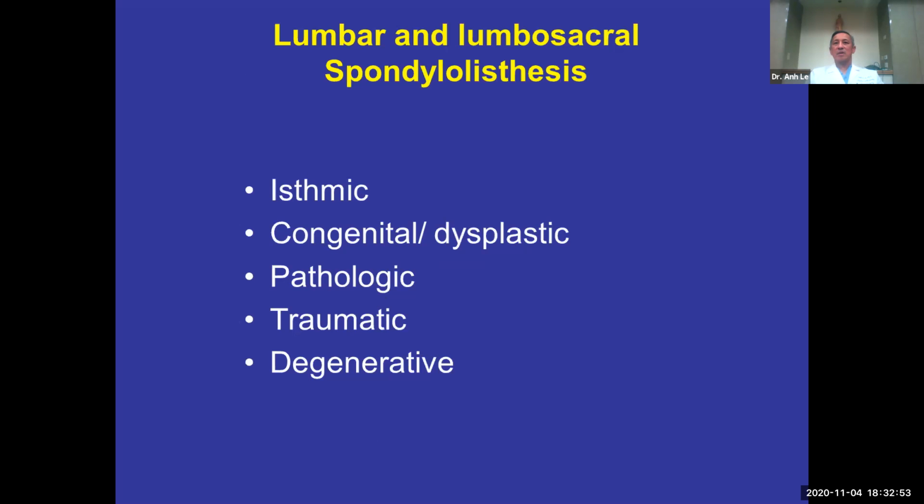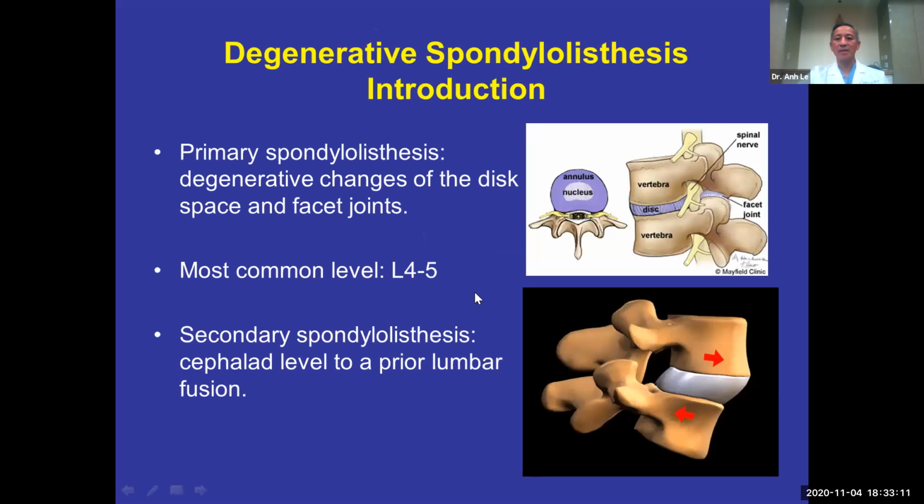The second cause of back pain is lumbar and lumbosacral spondylolisthesis. There are 5 types of spondylolisthesis. However, the common one that you see is degenerative spondylolisthesis. Right? The primary degenerative spondylolisthesis, as its name suggests, is due to degenerative changes of the disc. As the disc gets deflated, it moves abnormally.